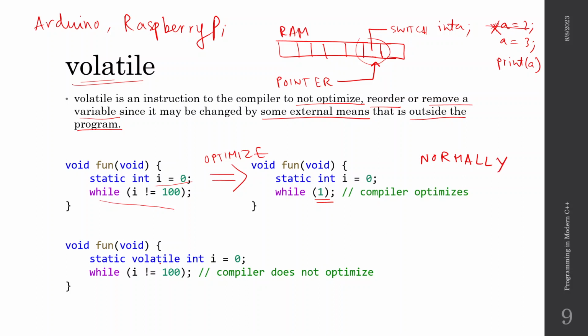But if we use this volatile keyword, then the compiler does not optimize. So this is the case of volatile.